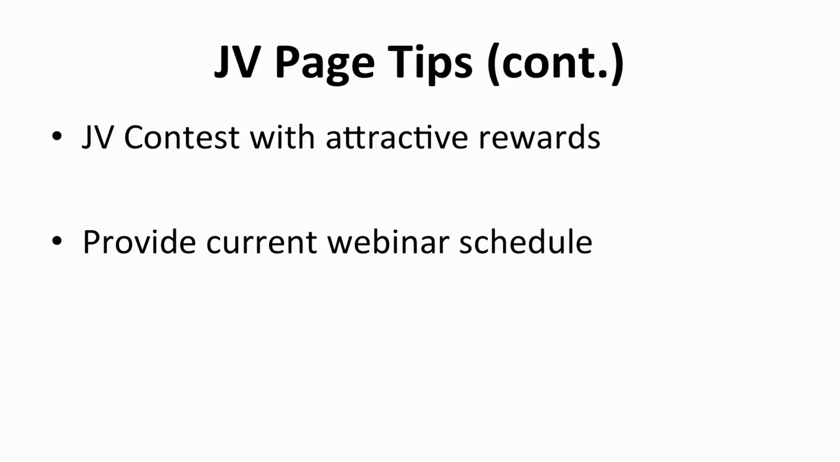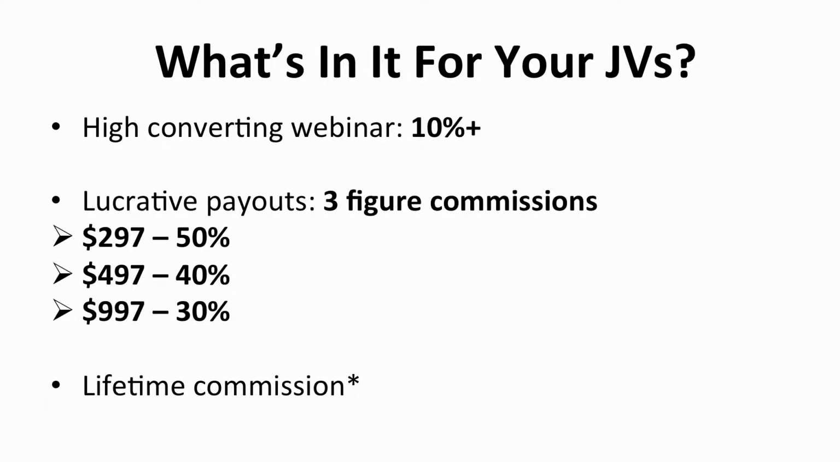This way, you can show them the empty slots that lack JVs. With the availability of the slots, your JVs can choose which dates to slot in their name, as well as show them the people you're working with, as social proof to strengthen your credibility. Your offers are the first thing JVs are looking for.